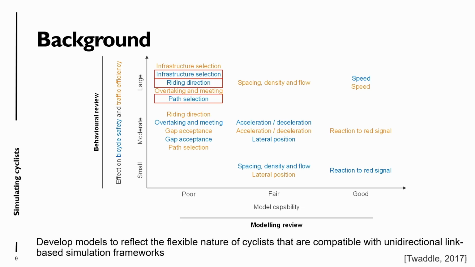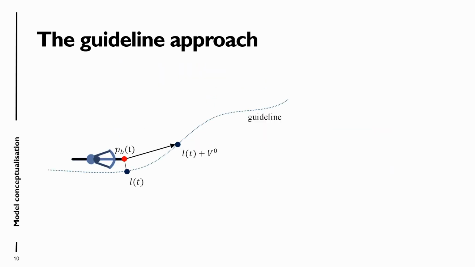So this led me to my guiding aim for my dissertation, to develop models that can reflect this flexible nature, so the flexibility that cyclists have, but still work with unidirectional link-based simulation frameworks like the one that we know in SUMO. So what I developed is actually quite simple. I even argued with myself, is it too simple to even present? But anyways, I will present it anyways, and hopefully you don't find it too simple.